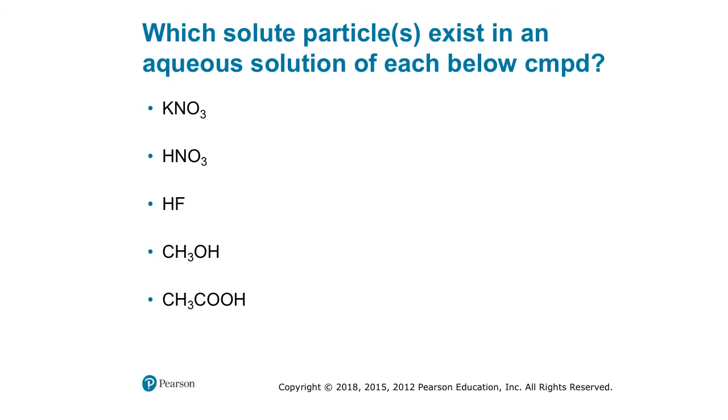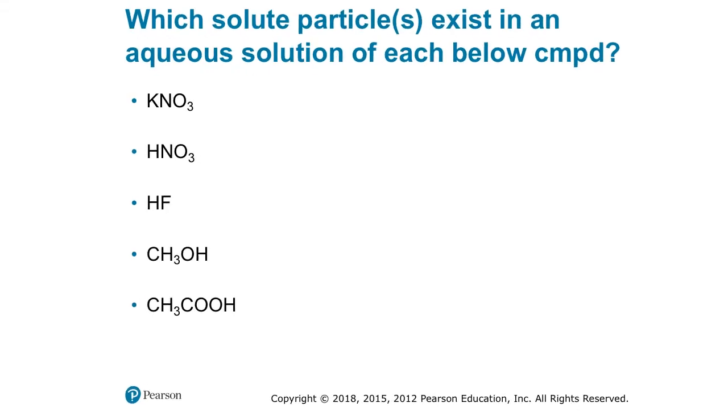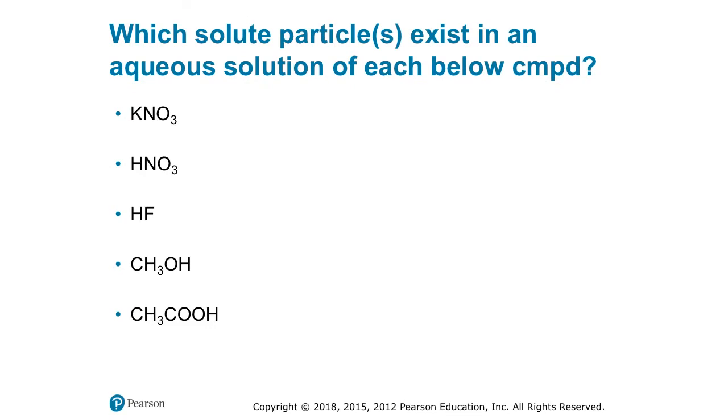Okay, if we put KNO3 in water, it's an ionic compound, so it completely dissolves in water to form potassium ions and nitrate ions. So this is going to be 100% potassium ions and nitrate ions, each individually surrounded by a sphere of water molecules. So no KNO3 actually exists in solution. If I tell you you have a solution that contains KNO3, you really know that it contains K+ ions and nitrate ions.